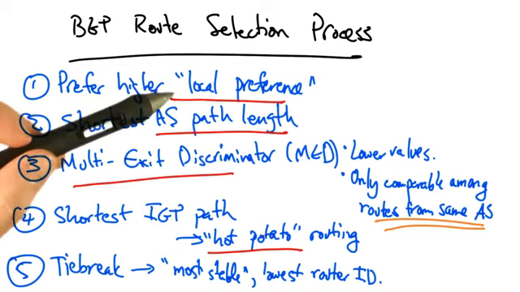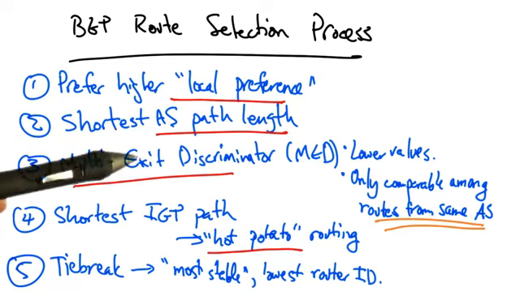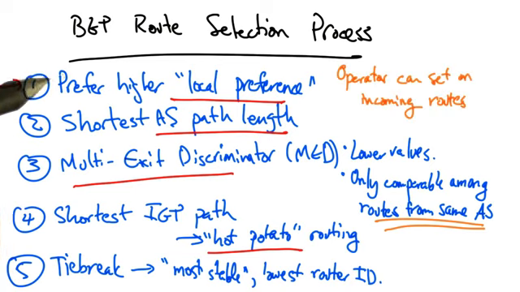Let's now take a closer look into local preference, AS path length, multi-exit discriminator, and hot potato routing. Now, as I mentioned, the first step in the route selection process is for routers to prefer routes with higher local preference values. An operator can actually set the local preference value on incoming BGP route advertisements to affect which route a router ultimately selects. Let's see how this works.